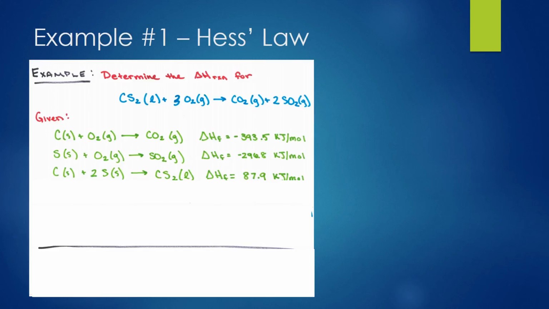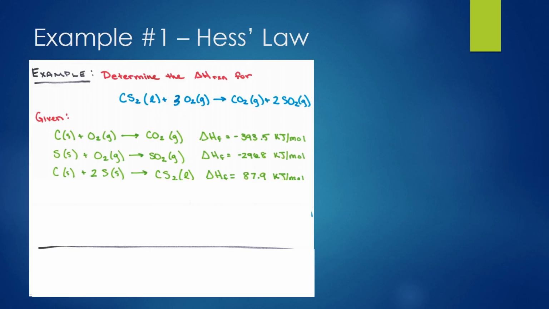Here is an example of a Hess's law problem. Here we have carbon disulfide reacting with 3 moles of oxygen gas to create carbon dioxide and 2 moles of sulfur dioxide. Now, if you were to look up in the book, you would only find the enthalpies for the following reactions: carbon reacting with oxygen gas, sulfur reacting with oxygen gas, and carbon reacting with sulfur gas.